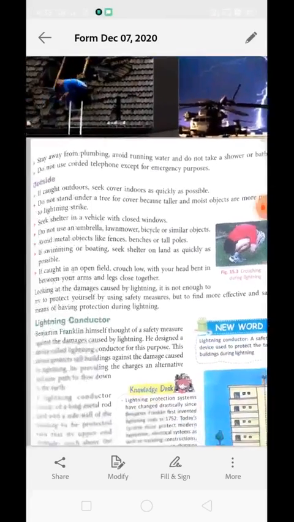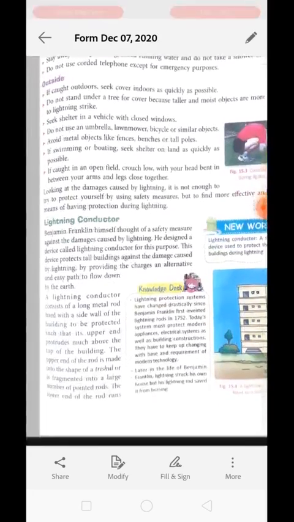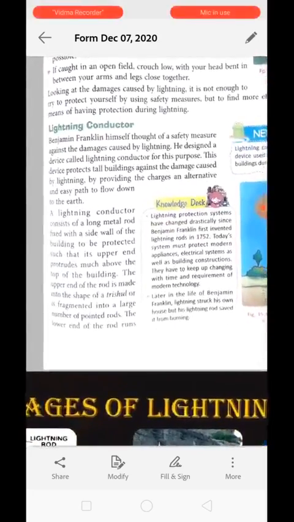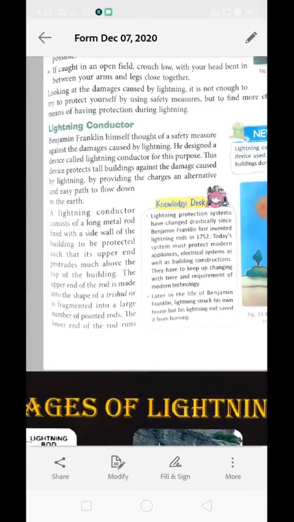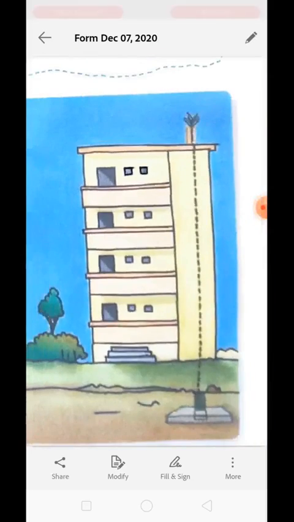So you will follow all these steps, you will learn all these steps to protect yourself from lightning strikes. Okay, what about the building? We cannot protect the building by using all these means or methods from lightning. So to protect buildings from lightning, one piece of equipment was made by Benjamin Franklin. This equipment is known as the lightning conductor.